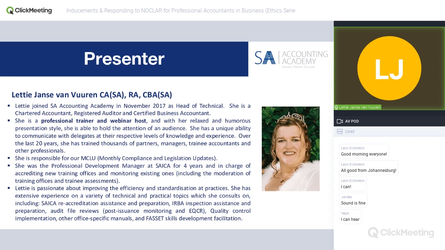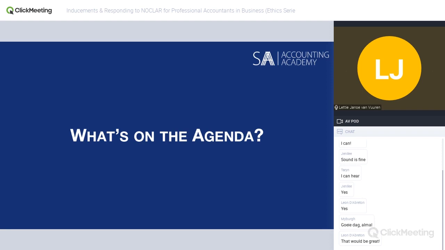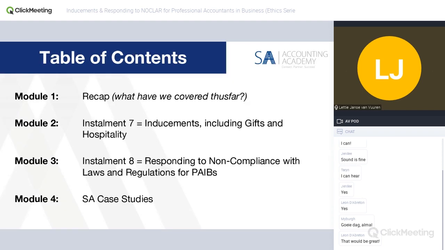All right. So what's on the agenda for today? We've got our 4 modules. We're going to start off with a recap to look at what we've covered thus far and what today is all about. And as you can see, today is all about module 2 and 3, which deals with the installment 7 and 8 that was issued by IESBA. And then we've got the topics there, and module 4 then deals with some South African case studies that we found specifically with NOCLAR.